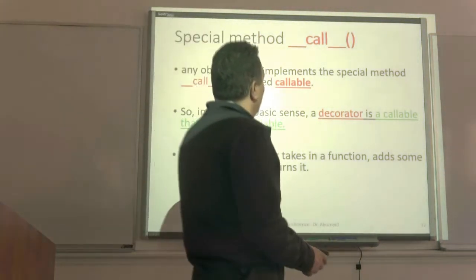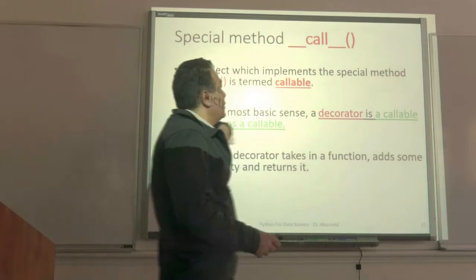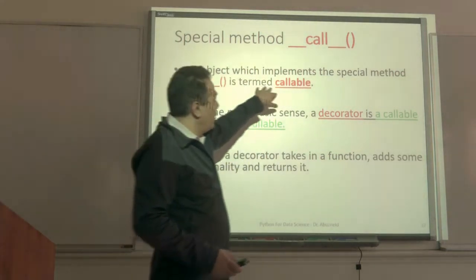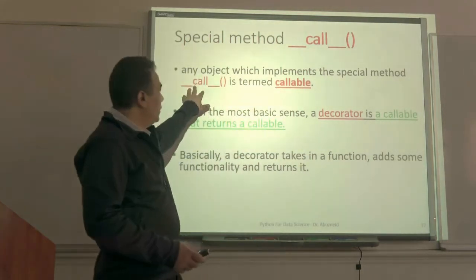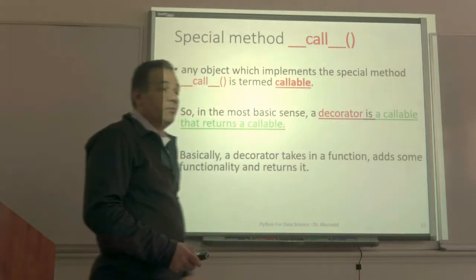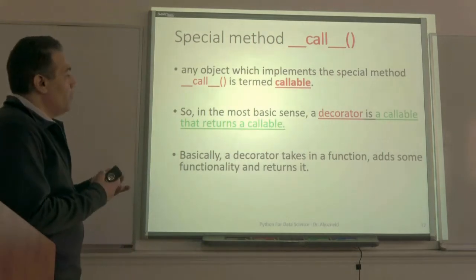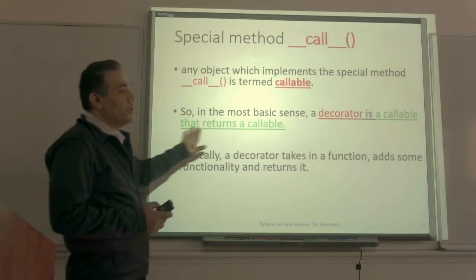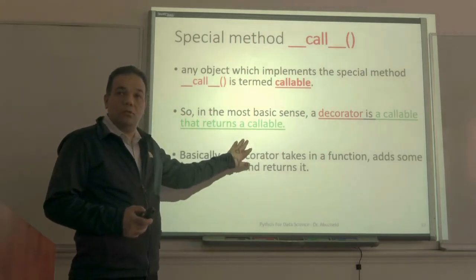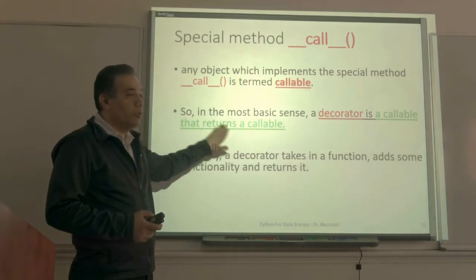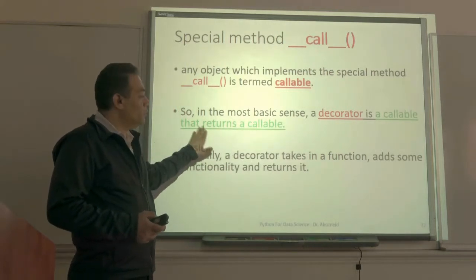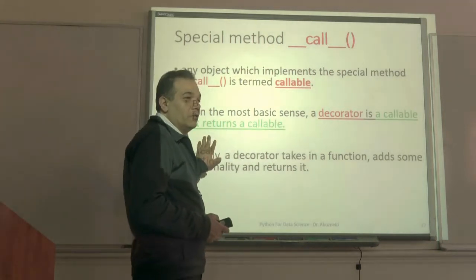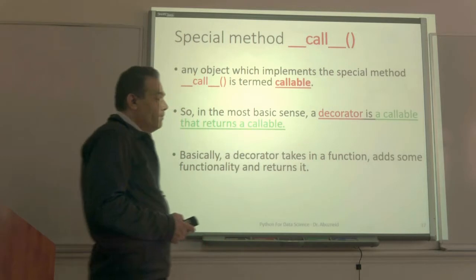So what if a class has this special method, what do we call it? Callable. An object which implements the special method is called callable. That means it could be called. So in the most basic sense, a decorator is a callable that returns a callable. What is a decorator? It is a callable that returns a callable. That means a function that returns a function, okay?